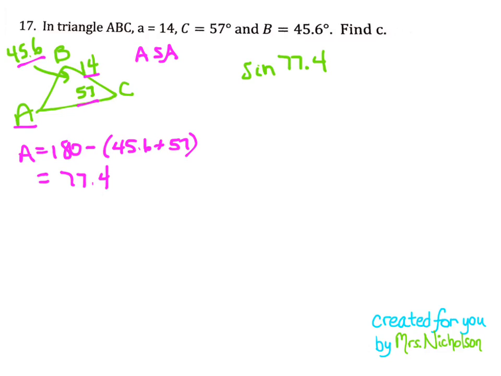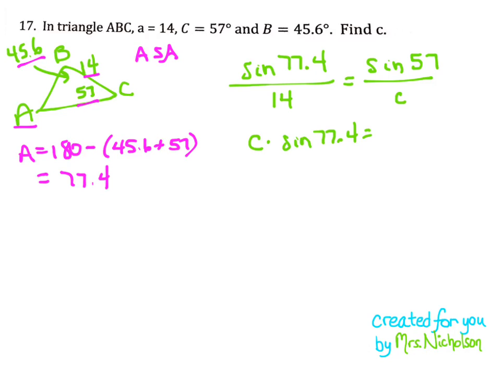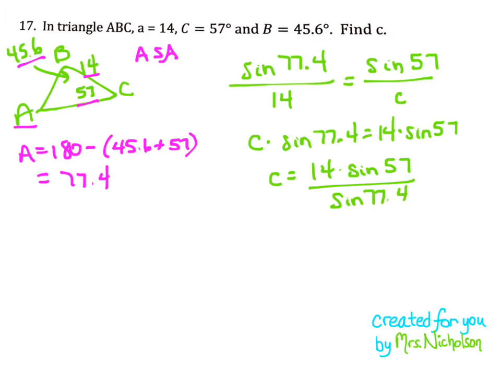Sine of 77.4, that's angle A, and so that needs to go over side A. And then we want to find side C, so I'm going to use sine of 57 over side C. And if I cross multiply here, then I get C times sine of 77.4 equal to 14 times sine 57. And then we're going to divide to get C by itself. So C is going to be equal to 14 times sine 57 divided by sine of 77.4. And if you put that in your calculator, you should get that C is equal to 12.031.